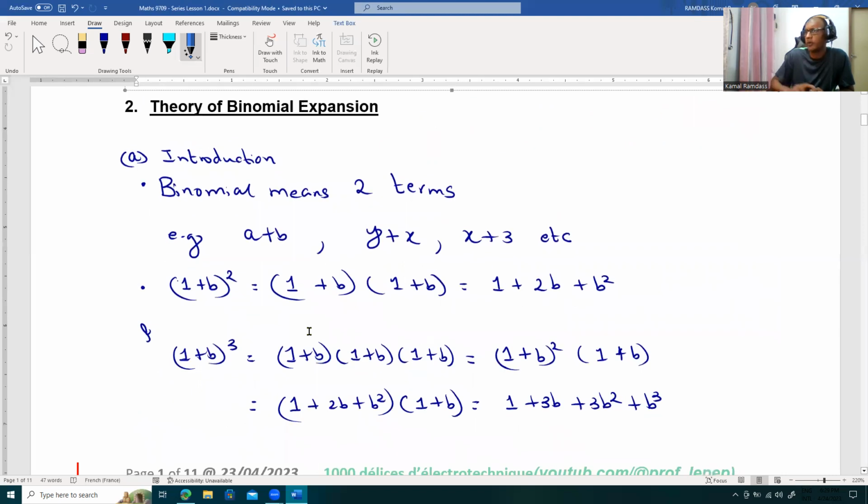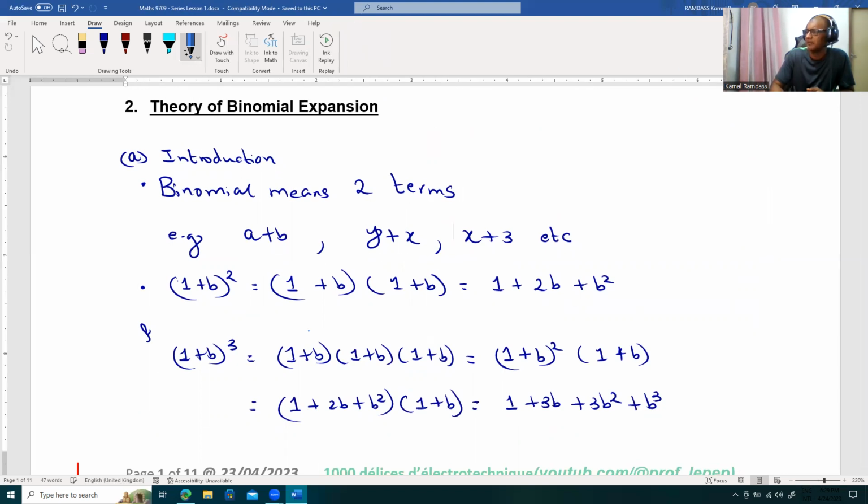Bon, premièrement, nous avons binomial expansion, et binomial means two terms. Par exemple, a plus b, y plus x, x plus 3, c'est un binomial term. Je suis capable d'exprimer this term to its power, et the simplest power, c'est 2, avec (1 plus b) to the square, et c'est une forme de binomial raised to a power, et comme on peut l'expander, on va appeler ça binomial expansion.